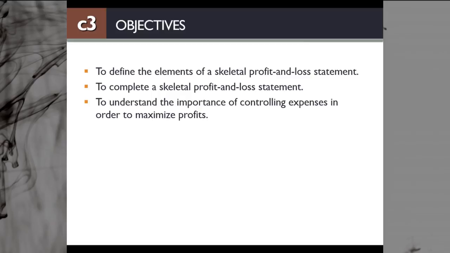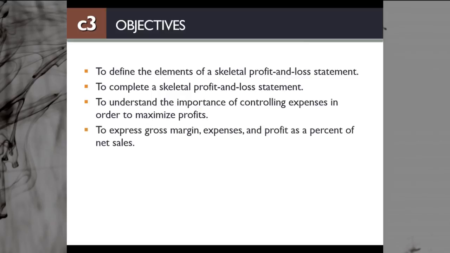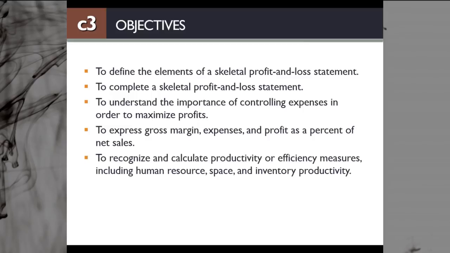Especially for businesses, you have to know this concept. The purpose of a business is to make profit. So to make and maximize profit, you have to know how to control the expenses related to your sales and operations. Fourth, to express gross margin, expenses, and profit as a percent of net sales. And the last one, to recognize and calculate productivity or efficiency measures, including human resource, space, and inventory productivity.